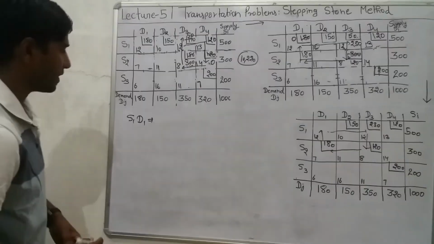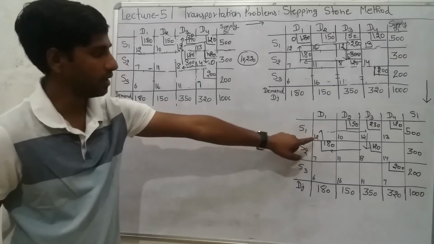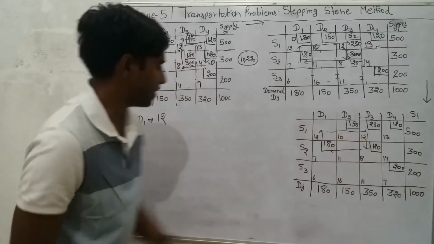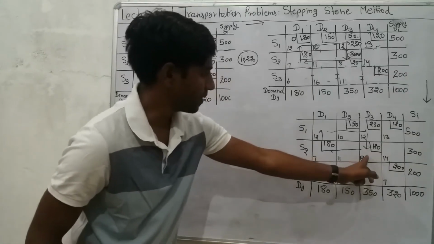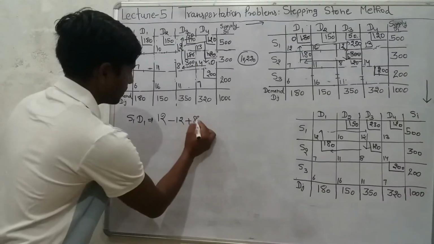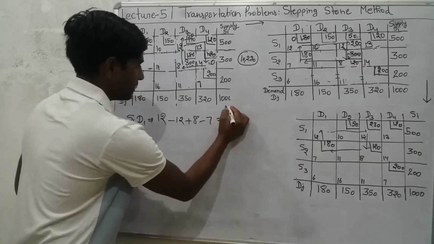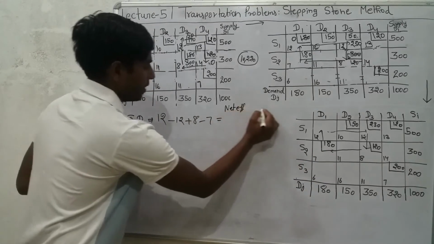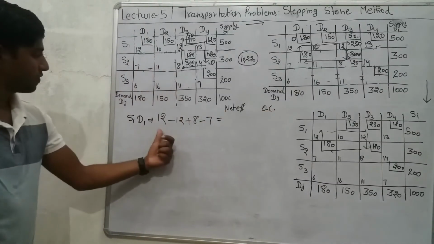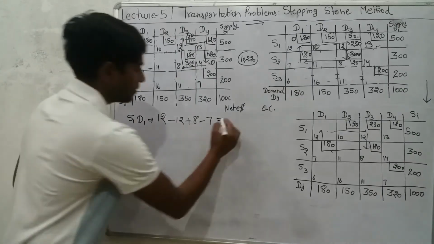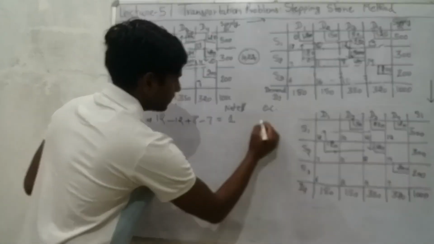So what would be the impact? We are starting from here. So plus 12, minus 12, plus 8, and minus 7. So what would be the net effect, and eventually the opportunity cost? 12 minus 12, 0, 8 minus 7, 1. Net effect is positive 1, so opportunity cost would be minus 1.